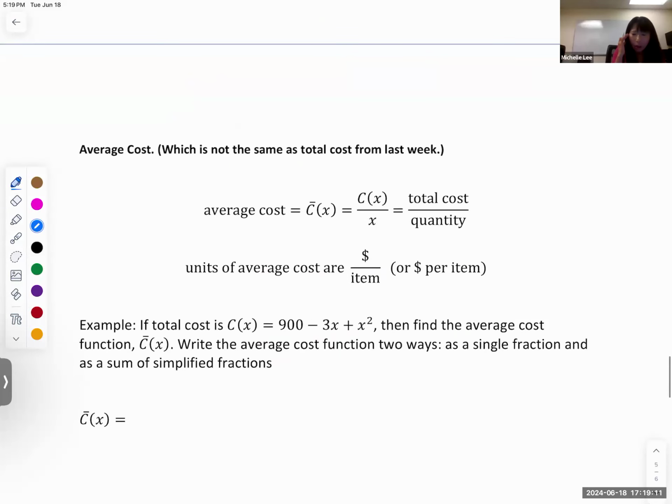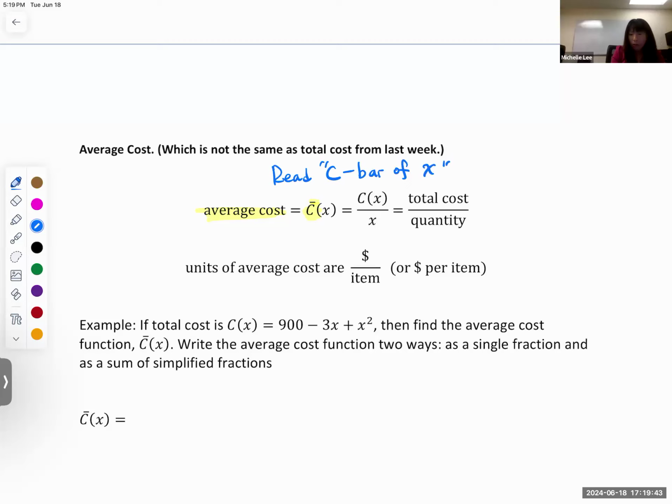This one, we have average cost. They said don't get confused with the total cost. Okay, how do I get the average cost? They denote it with a bar, right? So we read C bar, C bar of x.